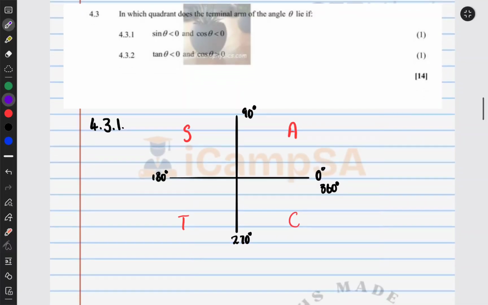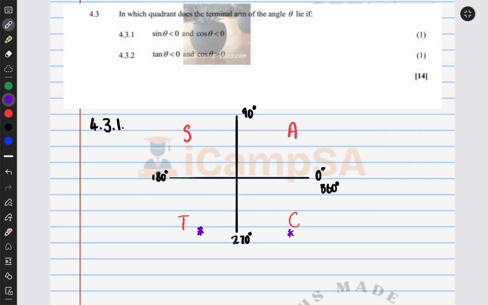For 4.3.1, they are saying sine theta is less than 0. That means sine theta is negative. In which quadrant is sine theta negative? It's the third, because only tan is positive there, and the fourth, because only cos is positive. We know that in first and second quadrant, sine theta is positive.